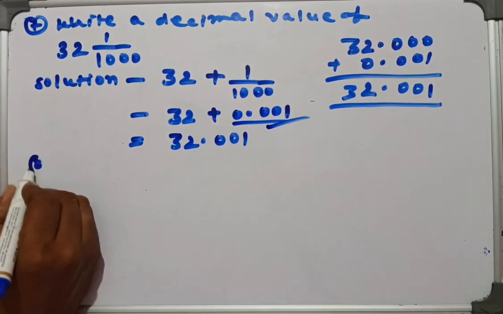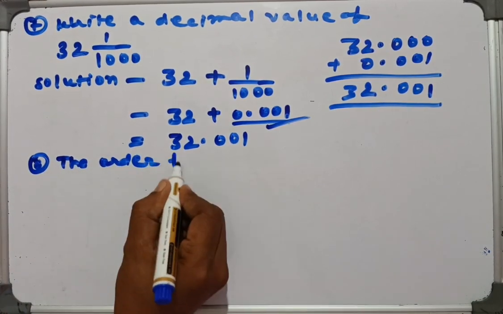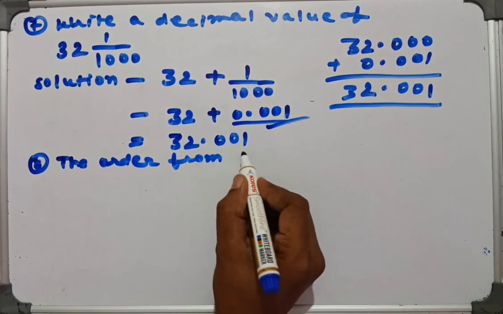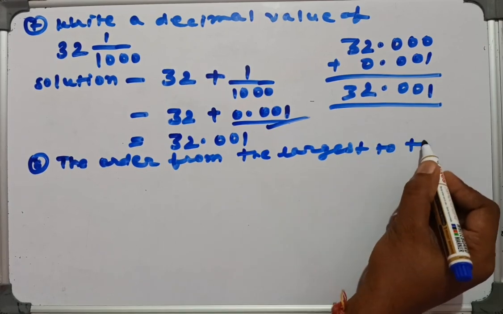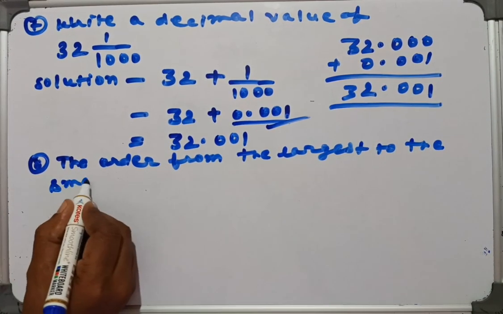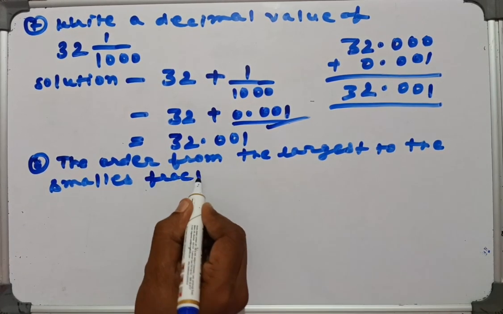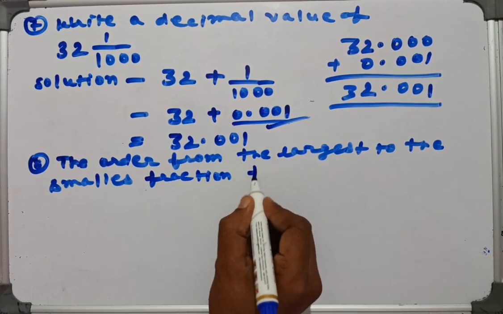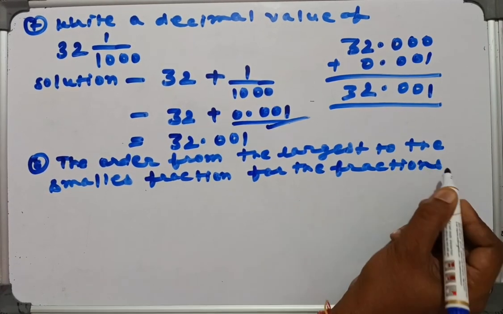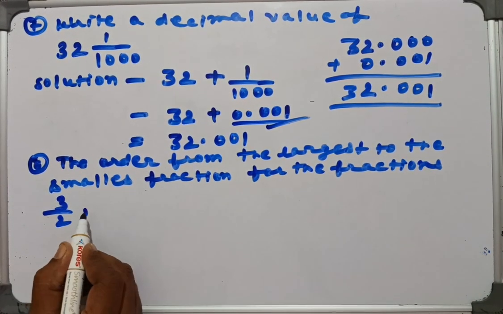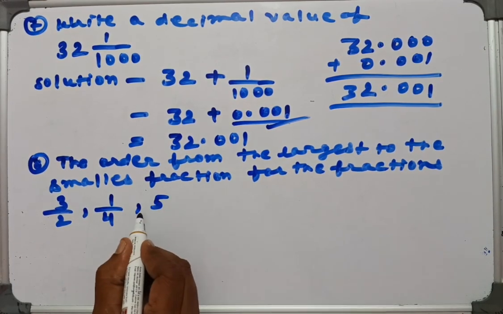Okay, now 8 number question. Order from the largest to the smallest fraction for the fractions 3 by 2, comma 1 by 4, comma 5 by 6.